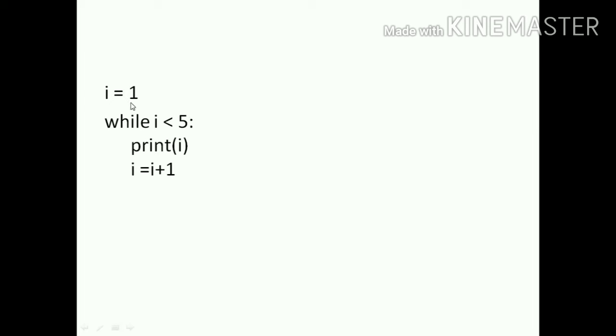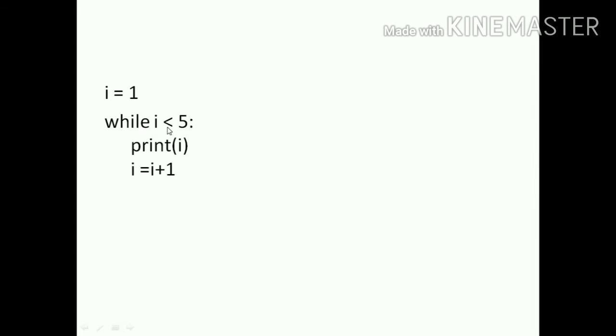First time, i is equal to 1. While i is less than 5, 1 is less than 5, yes. So print i. It will print the value of i, that is 1, and it will increment i. So my i becomes 2 now. i is equal to i plus 1, so 1 plus 1 is 2. Again it will go here: while 2 is less than 5, yes. So again it will execute this. Now my i becomes 3. 3 is less than 5, yes. So it will print 3 and increment i.